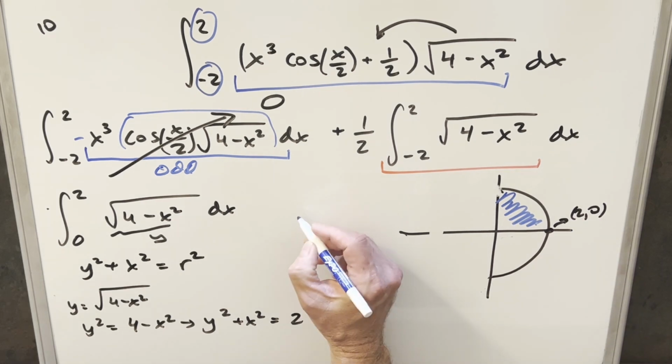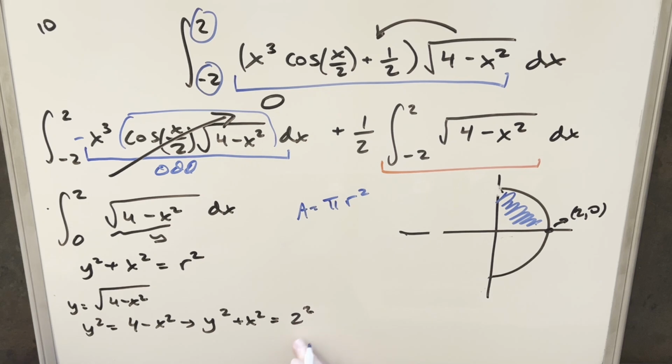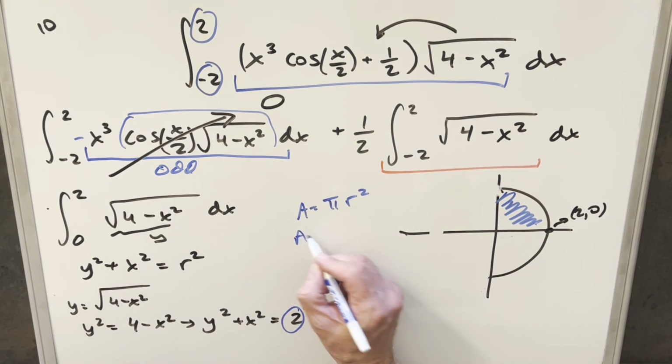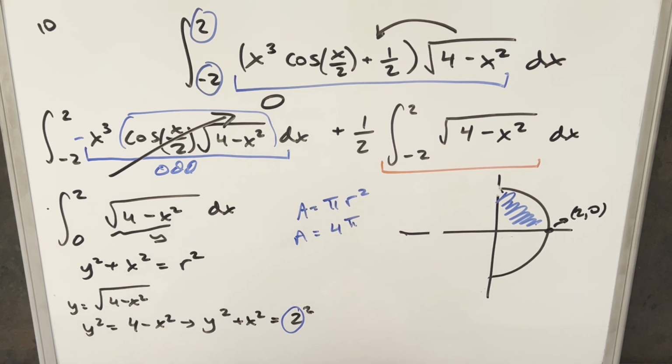Well, for the area of a circle, I can just use the formula A equals pi r squared, and in this case, we know our radius is going to be 2. So the area of the whole circle is going to be 4 pi. But here we just have 1 quadrant, or 1/4 of this. So for my final solution, we just get pi.